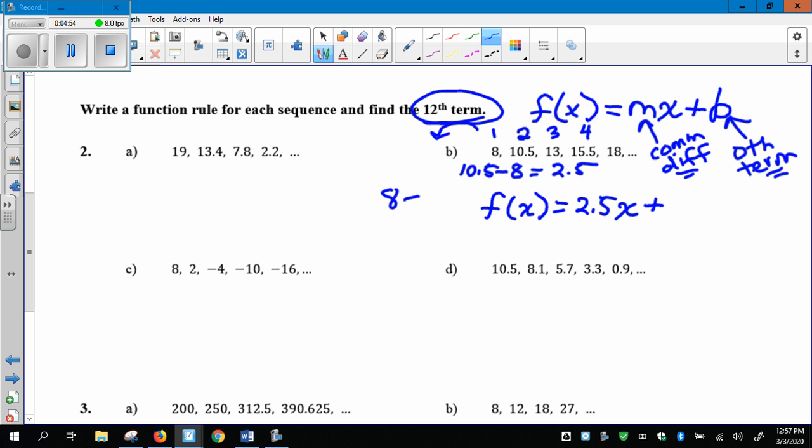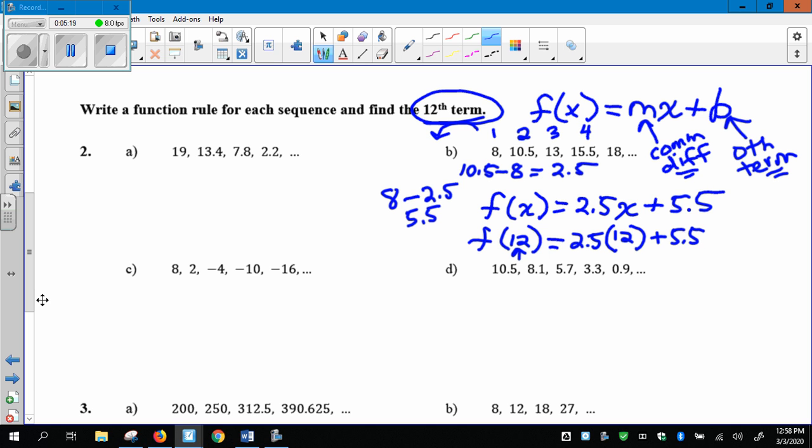So I'm going to do 8 minus the common difference of 2.5, and that equals 5.5. So that goes where the letter B is. And then the last thing I'm going to do is find the 12th term. To do that, I just replace the x with 12 and calculate. So I'm going to do 2.5 times 12 plus 5.5. And 2.5 times 12 is 30, plus 5.5 equals 35.5.